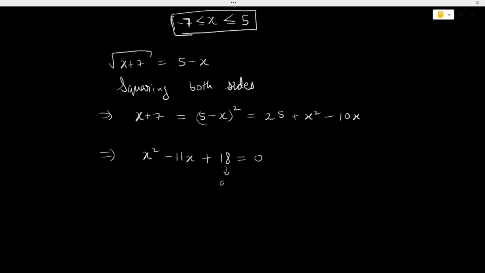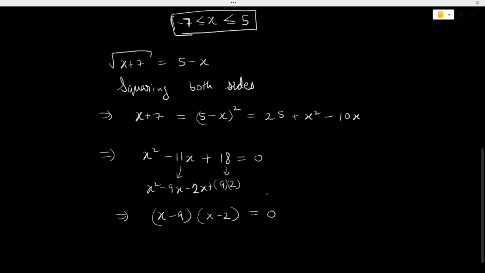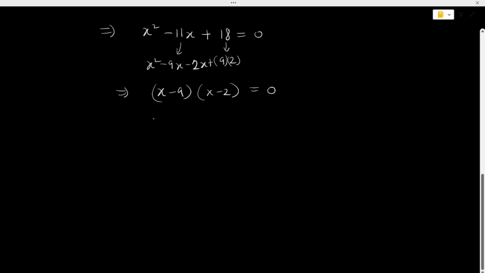I can write 18 as 9 into 2 and 11 as 9 plus 2, so the middle term is minus 9x minus 2x, and this is the form. So now I can say that my factors are x minus 9 into x minus 2 is equal to 0. Now I get my solution as x equal to 2 and 9.